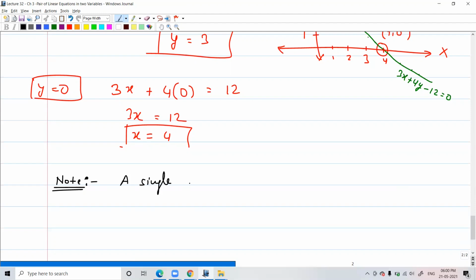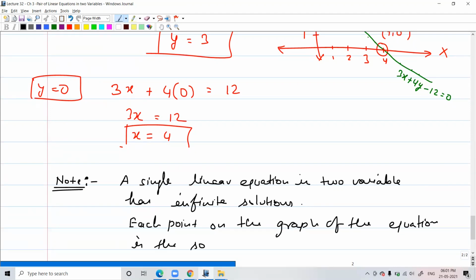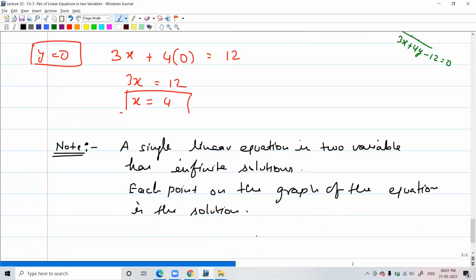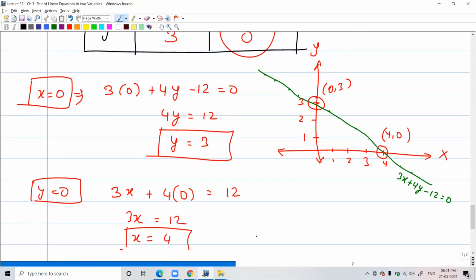If I have a single linear equation in two variables, it has infinite solutions. And what is that solution? Each point on the graph of the equation is a solution of that. Okay. So one single equation has infinite solutions. Every point on the graph is a solution.